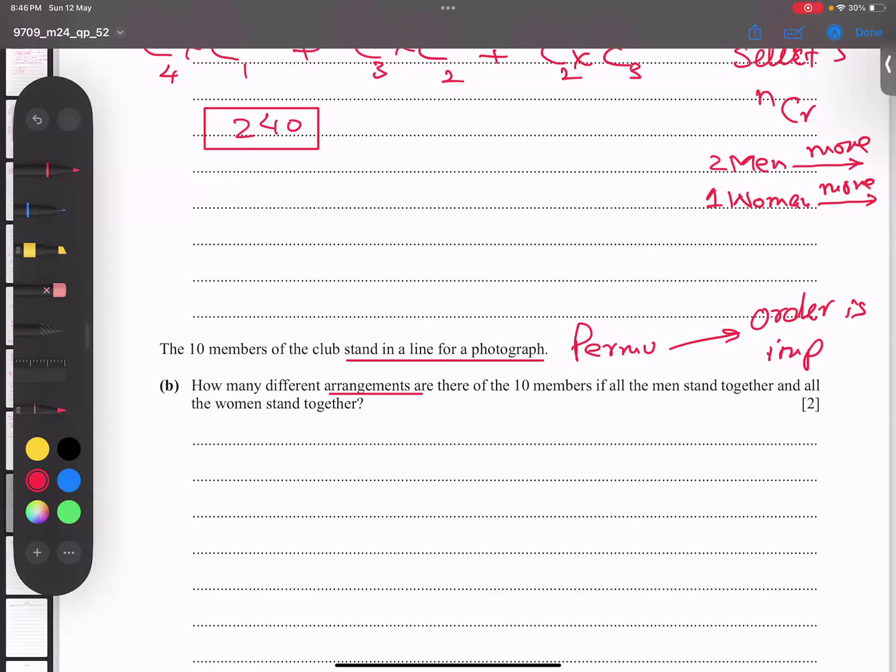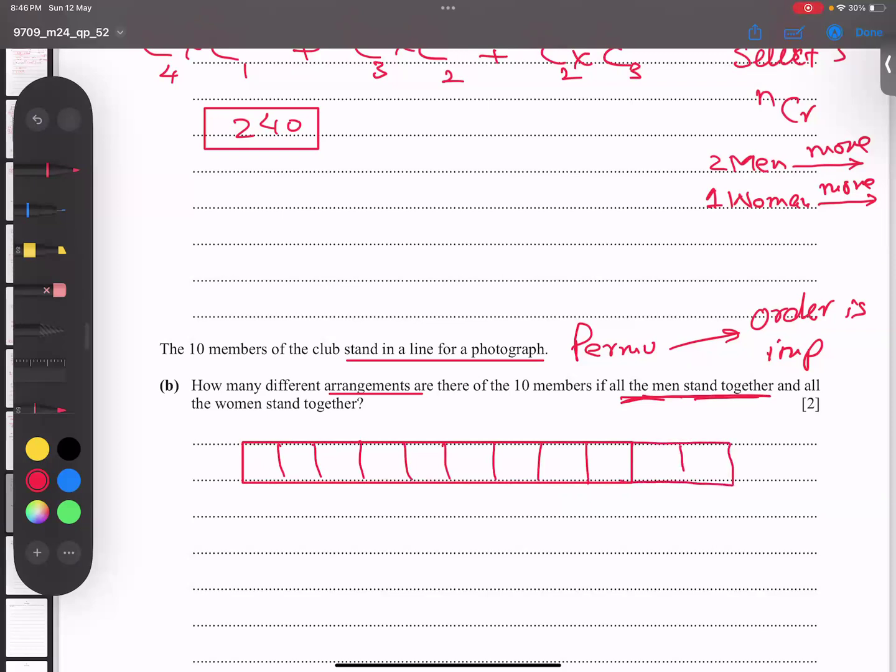Let's start this question. If all men stand together and all women stand together. So I always use the box method. So 1, 2, 3, 4, 5, 6, 7, 8. How many total? 10, sorry. 10 and 2 more. Count 1, 2, 3, 4, 5, 6, 7, 8, 9, 10. So I made one box extra.